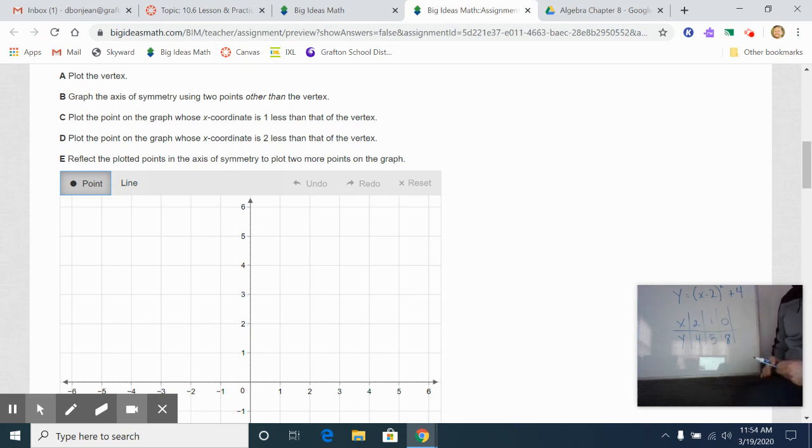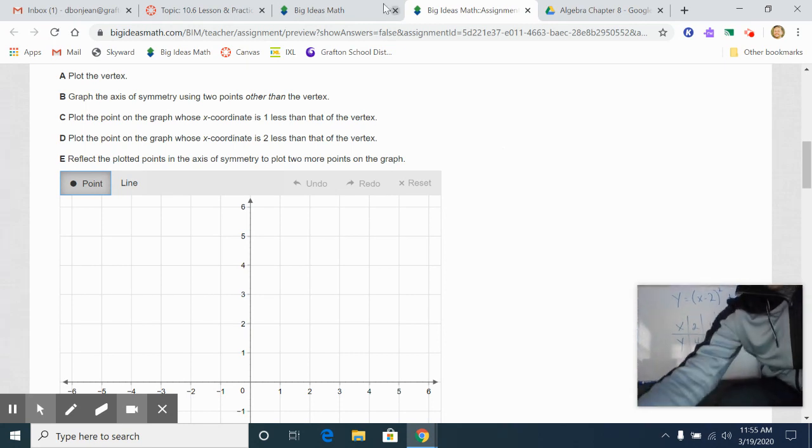And now part E says, finally, reflect the plotted points in the axis of symmetry to plot 2 more points on the graph. Guys, they just mean that we would mirror these 2 points that we just made, which would essentially be these points here, 3, 5, and 4, 8. Because these are the points that would mirror these 2 points that we just made. So that's what you're doing. This question right here is worth 5 points because there's 5 parts to it.